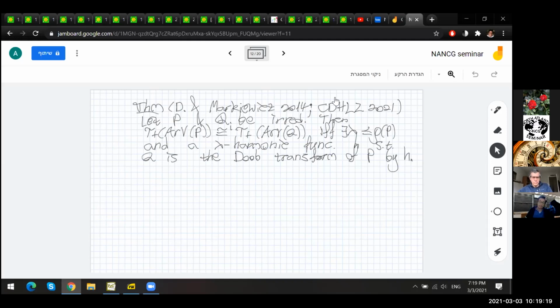Okay, so the point is this. With Markowitz, we managed to characterize isometric isomorphisms between these tensor algebras in terms of conditional probabilities. And with the undergraduate students, we managed to give an additional equivalent characterization of coincidence of conditional probabilities with this Doob transform, which is apparently a more natural thing to do from the point of view of random walks. Okay. All right.